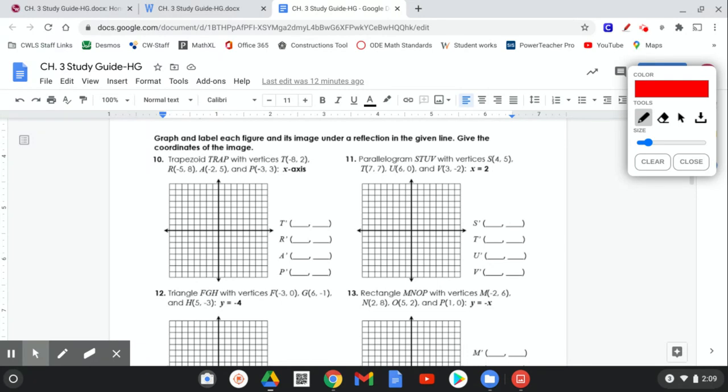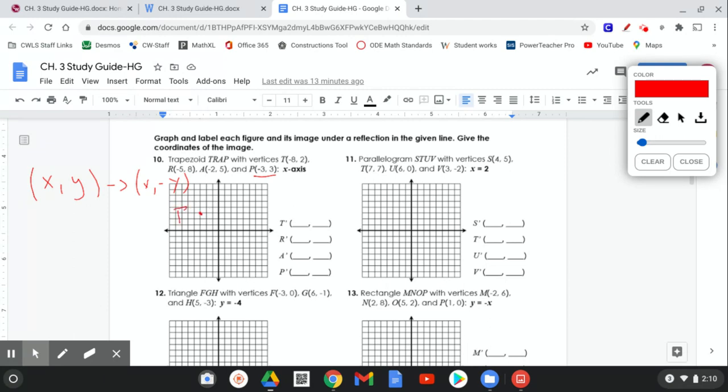So for this, we have the reflection rule over the x-axis: x comma y goes to x comma, and we make it -y. So for this, we have the coordinate P at -3, 3. So that's going to be -3, up 3. So right here. Right there. All right, that's going to be P.